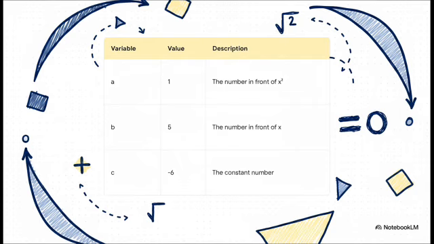Now, before we just start plugging numbers in, we've got to get our ducks in a row. We have to correctly identify our a, b, and c values from our equation, which again has to be in that equals 0 format. So a is the number in front of x squared, in our case that's just a 1, b is the number in front of x, which is 5, and c is the number all by itself at the end, which is -6. Don't forget that negative sign.